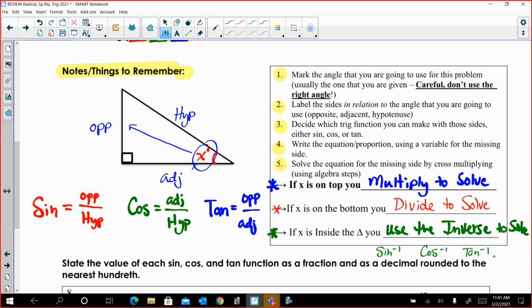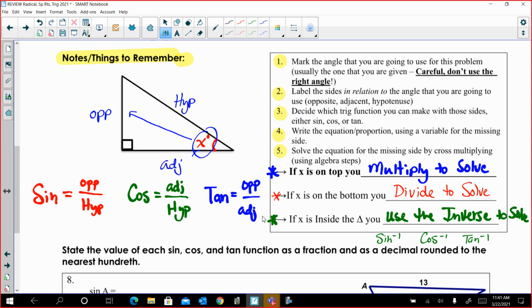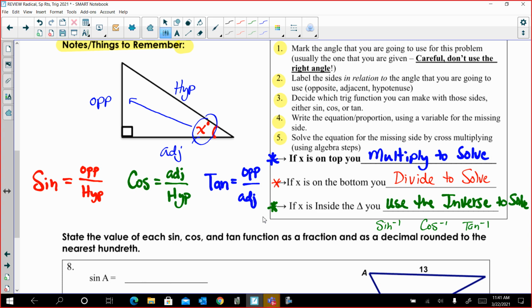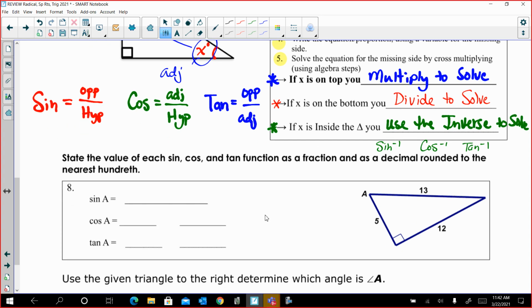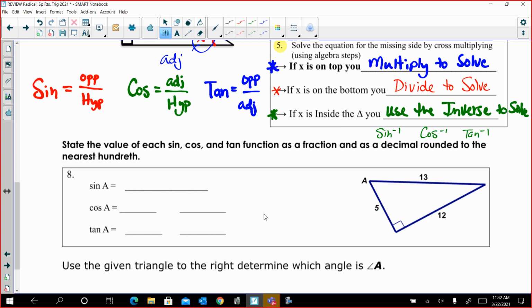Now we're going to use these 5 steps to solve and round our answers. If it's a side, they want us to round to the nearest hundredths. If it's an angle, they eventually want us to round to the nearest whole number, the nearest degree. In this first section, they just want you to give the fraction, the ratio, like opposite over hypotenuse or adjacent over hypotenuse, and then round to the nearest hundredths. For all of these, we're using angle A as our reference angle, so that's what we circle.